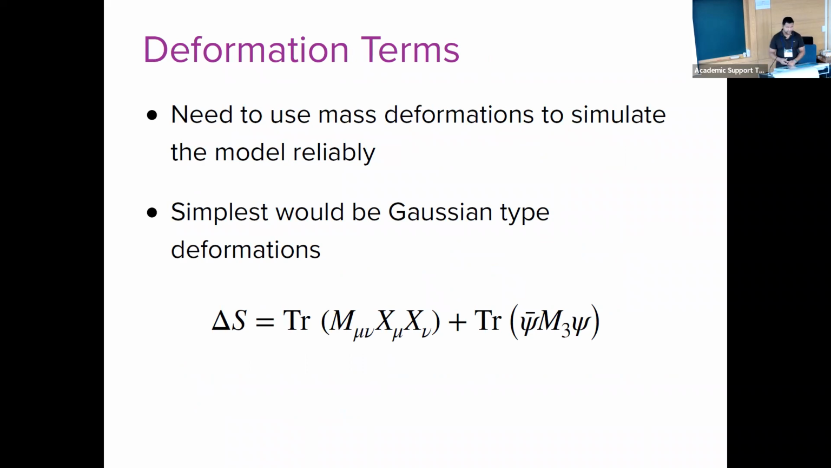So now coming to mass terms, the deformation terms. We need to use mass deformations to simulate the model reliably. So we look for the simplest type of deformation. The simplest deformation would be a Gaussian type deformation: there will be x squared with some mass matrix, and psi bar m psi, with some factor of 3 because of the structure there. So this is the simplest deformation.